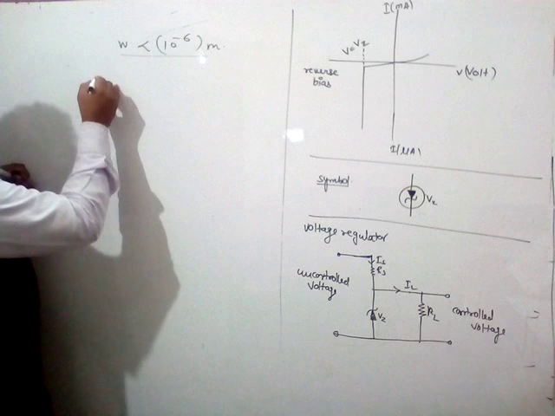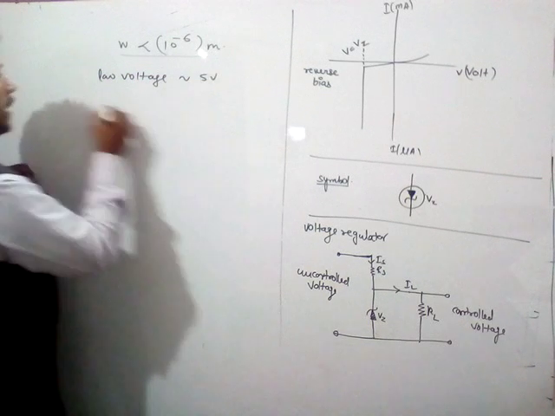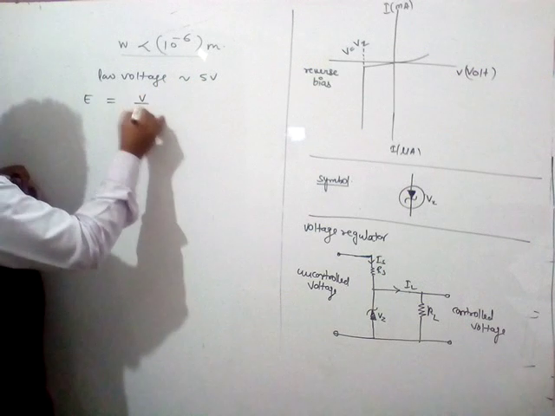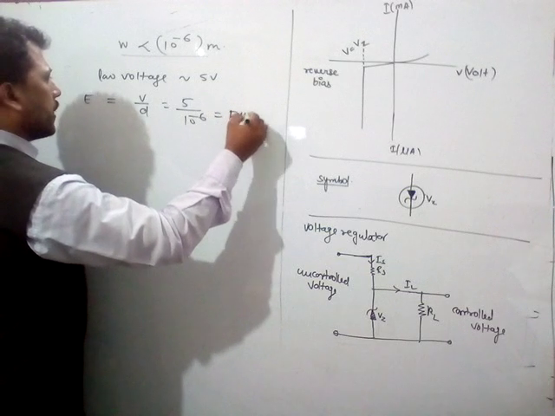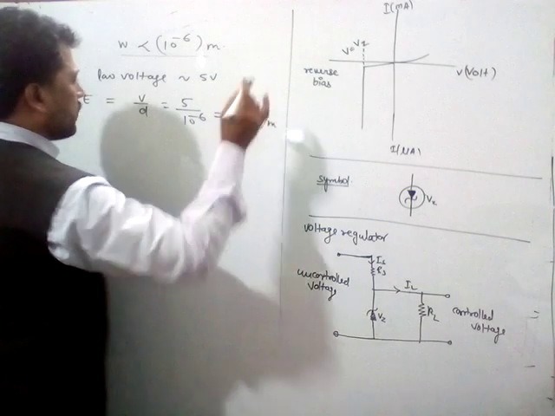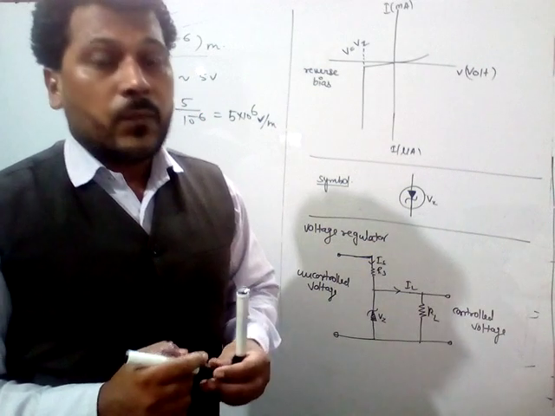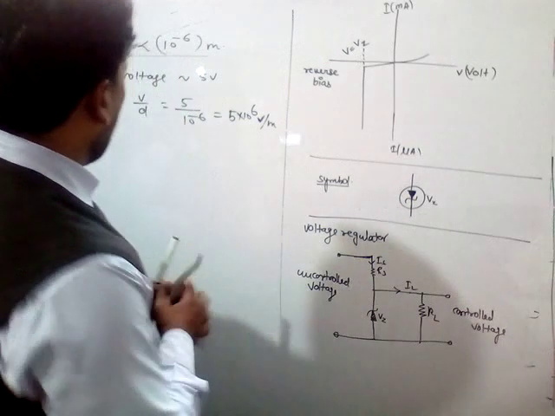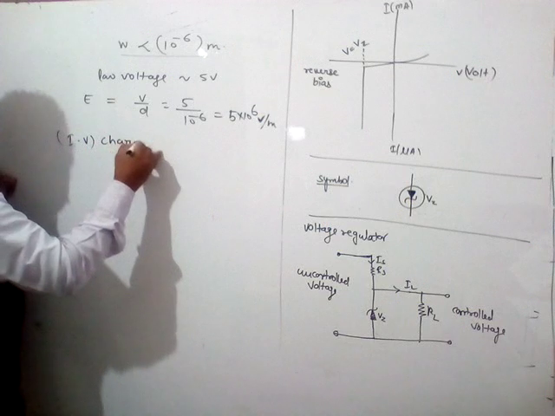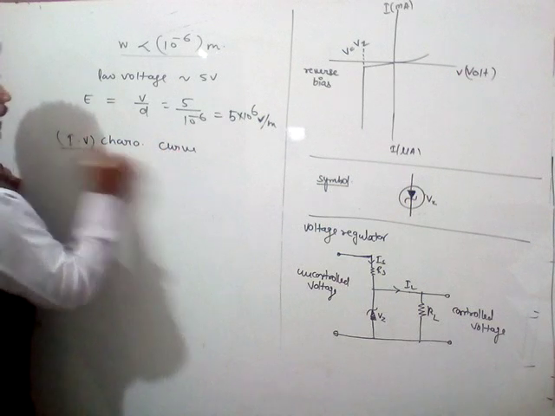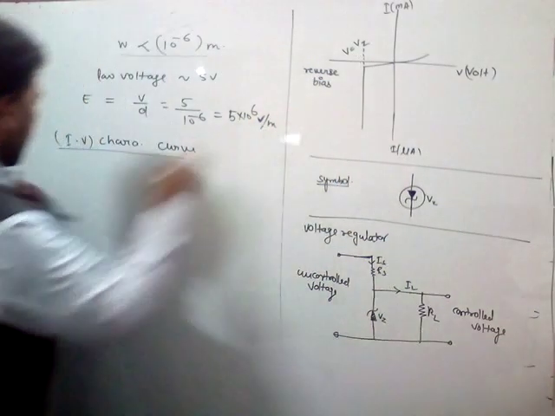And here when a very low voltage is applied, approximately 5 volt, a strong electric field is produced, like 5 upon 10 power minus 6, that means 5 into 10 power 6 volt per meter. It means we can say that the electric field produced is of the order of 10 raised to the power 6 volt per meter. Okay, and now whenever we draw the IV characteristic curve, as shown here, this is the IV characteristic curve.